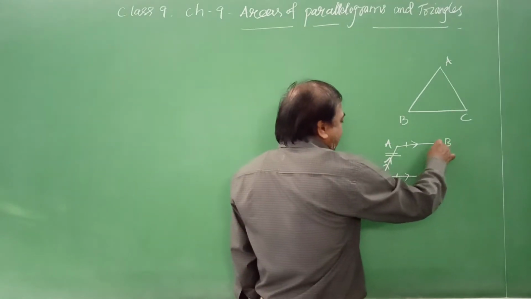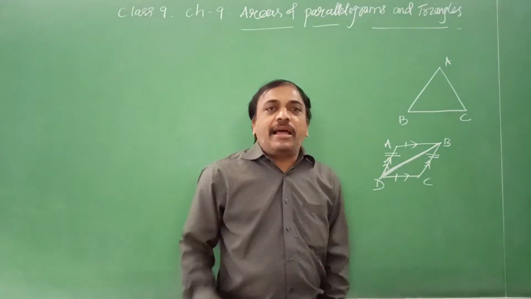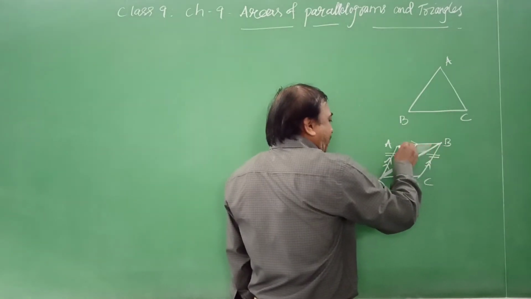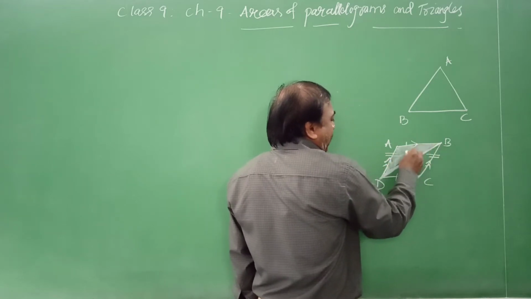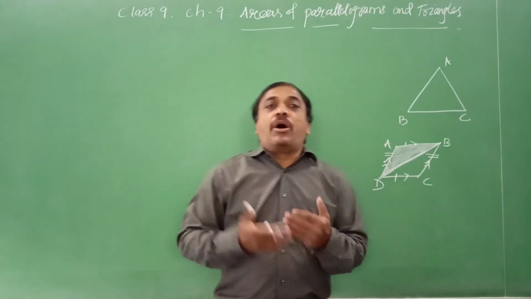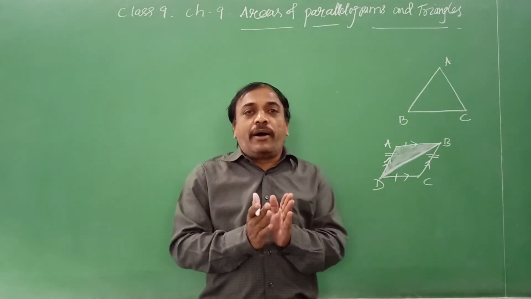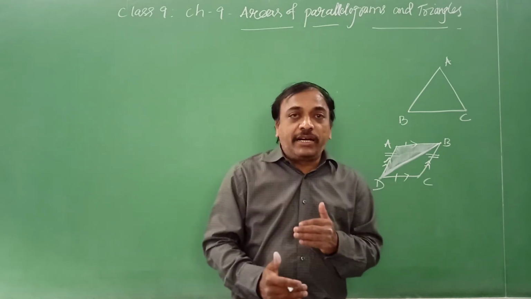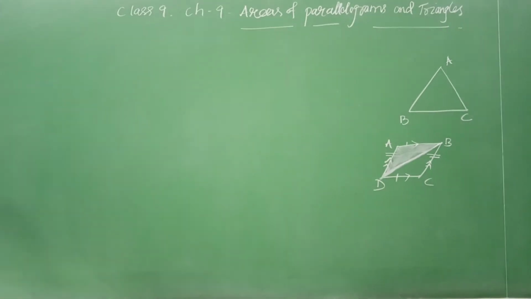And in the 8th chapter we learned that a diagonal of a parallelogram divides it into two congruent figures. What exactly are congruent figures? The figures which have the same shape and the same size.